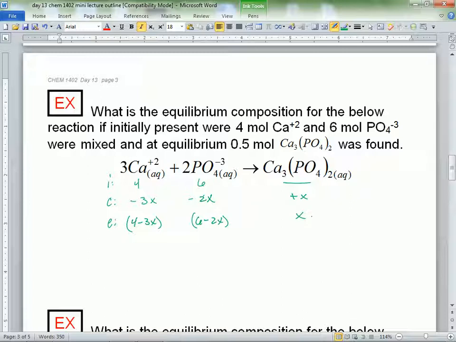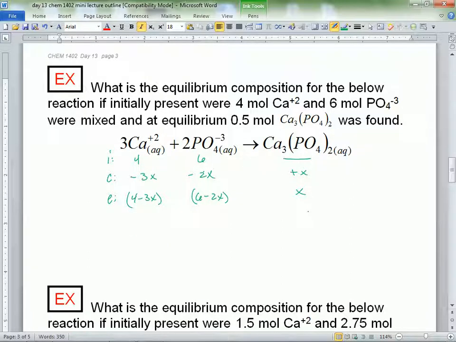Okay, now in your ICE table, remember, don't do the math inside your ICE table. So, okay, this is good. You have an x down here. So then x has to be 0.5. The only thing that you're missing is I don't know what your answers are. They're numerically correct, but I don't know 3.5 moles of what, 2 of what, right? So make sure you finish these showing your work really well.